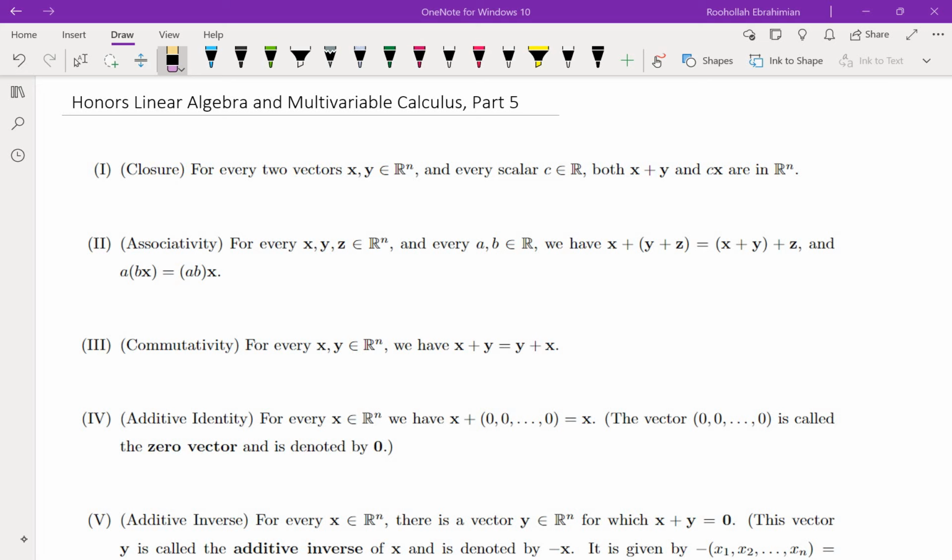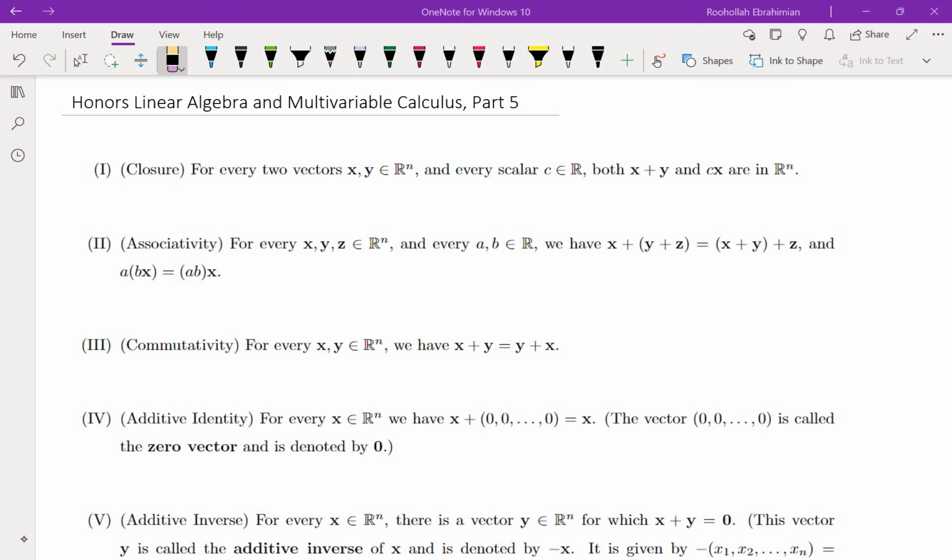Hello, this is the fifth video on my honors linear algebra and multivariable calculus. In this video, we're going to go over the idea of subspaces, linear independence, generating, and bases, and we will do some examples. So here's a reminder from the last video.